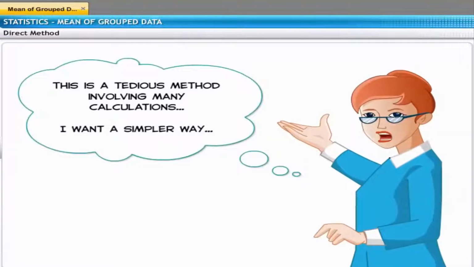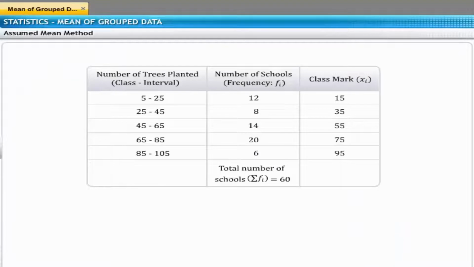This method involves a lot of multiplication and addition. This method can be tedious if the class intervals and frequencies are large. Let us see if there is a simpler way to find the mean of grouped data. Let us go back to the data table. We'll take up from the step where we calculated the class marks for the class intervals in the given data. We'll try using a different method, the assumed mean method, for finding the mean.